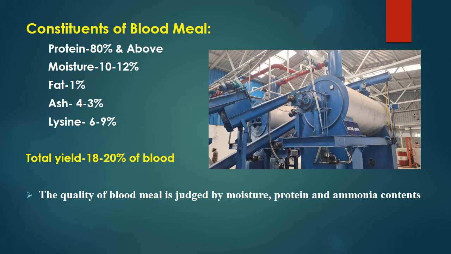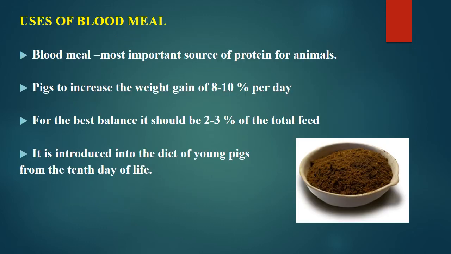The total yield expected is 18 to 20% of the blood weight, and the quality of blood meal is judged by moisture content, protein content, and ammonia content. So this is briefly about the composition or nutritional aspect of the blood meal, which plays a very important role for livestock feeding. Now we will see about the use of blood meal.